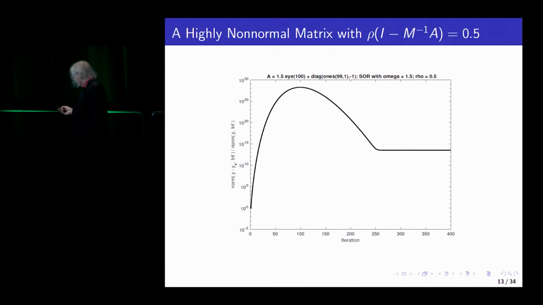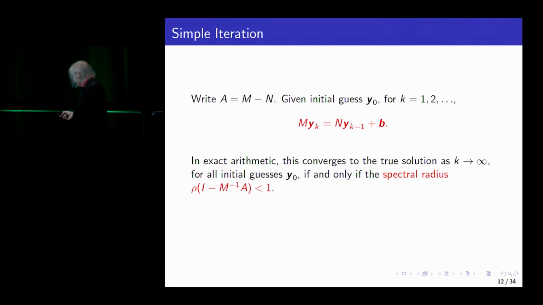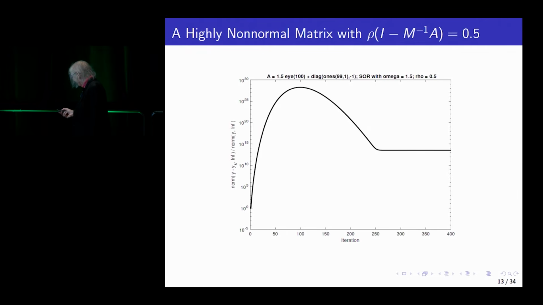What happens in finite precision arithmetic is that, whoops, wrong one. Try this one again. Here, the error grows to 10 to the 28. A is not the iteration matrix, I minus M inverse A is. By the way, this is an example from Nick Higham's book on accuracy and stability of numerical algorithms.